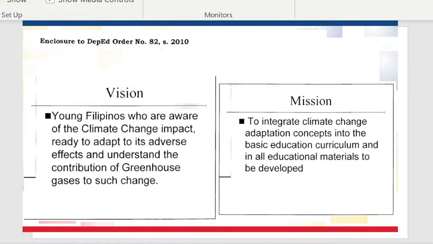What's the vision of climate change adaptation and mitigation? The vision was young Filipinos are aware of the climate change impact, ready to adapt to its adverse effects, and understand the contribution of greenhouse gases to such change. That's the vision of the CCAM. The mission is to integrate climate change adaptation concepts into the basic education curriculum and with all educational materials to be developed.